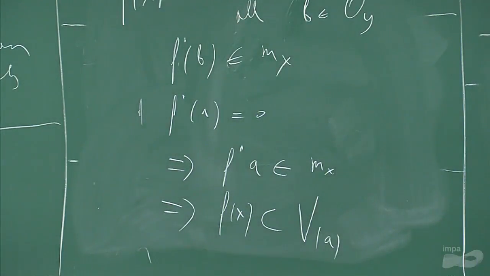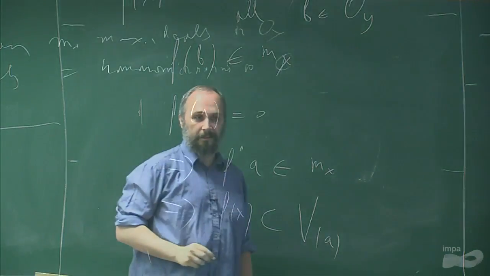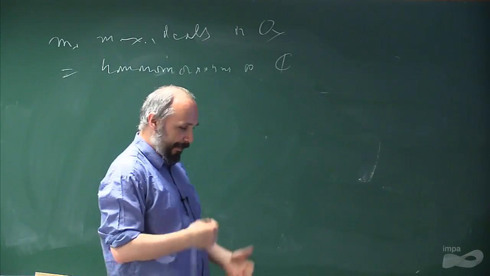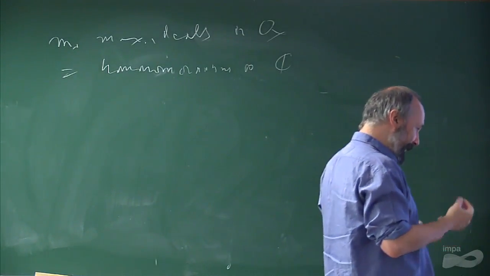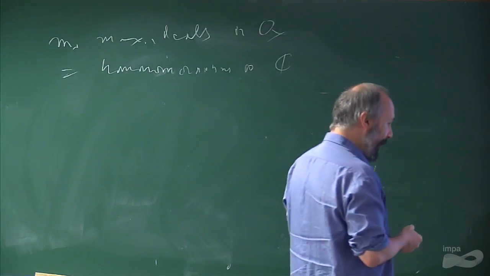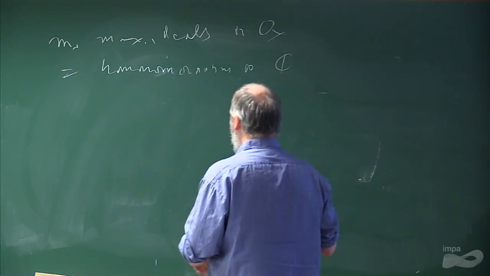So maximal ideals are the same as homomorphisms. Maximal ideals in OX are the same as homomorphisms to C. This is essentially the Hilbert Nullstellensatz. If you remember, when we proved that, the only non-trivial thing we had to prove was this.